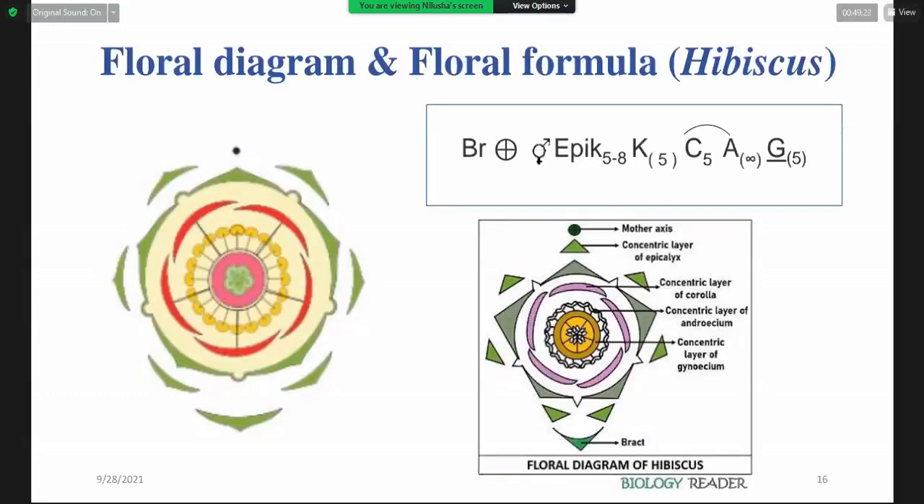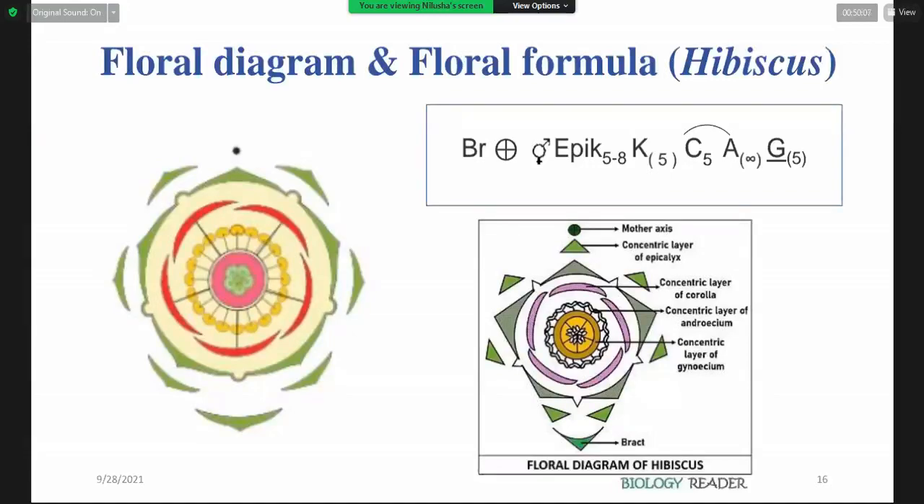Next, this symbol is for the hermaphrodite flower. That means both sexes are present in the same flower, so we call it bisexual or hermaphrodite. Next is the epicalyx. Here you can see the epicalyx is present in 5 to 8 number. It is the outermost part, but it is not fused, so the epicalyx is drawn in separate form.